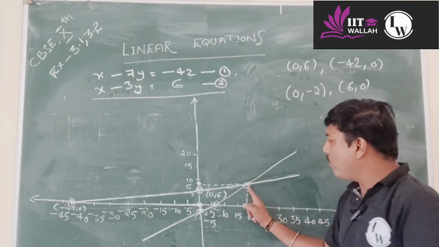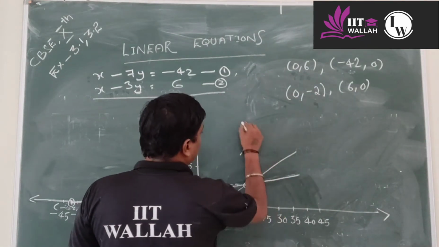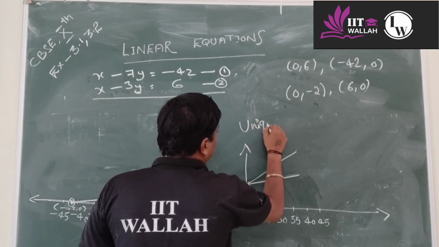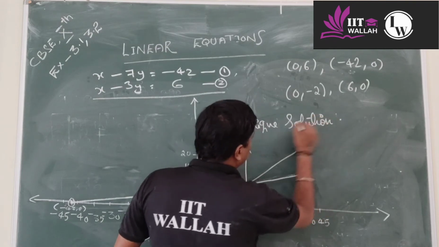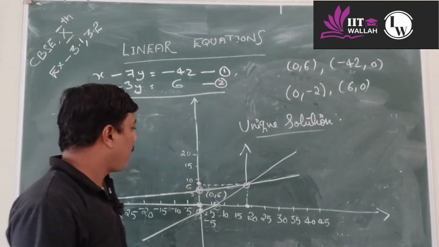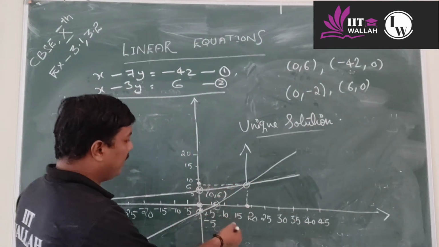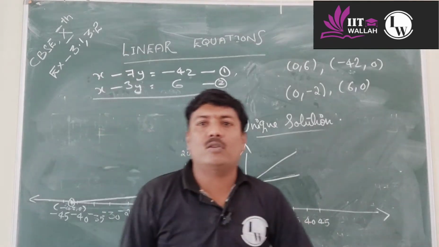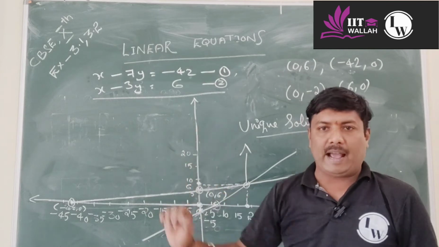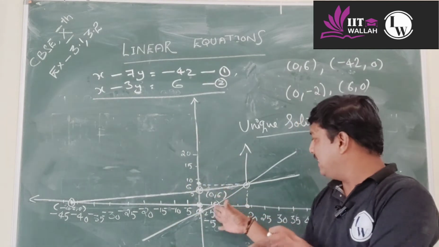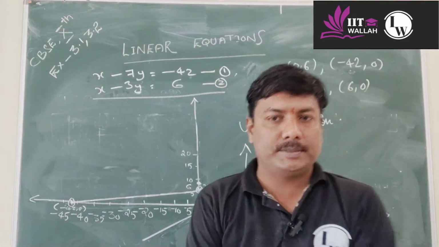It is intersecting at one point. That means it has a unique solution. Only one point, that means it has a unique solution, right? So the coordinates of this point will give us the value of x and y. From this you may not be able to understand that point exactly, because I drew this with my bare hand. So use graph paper to get the exact value, right? So here we can check the values.